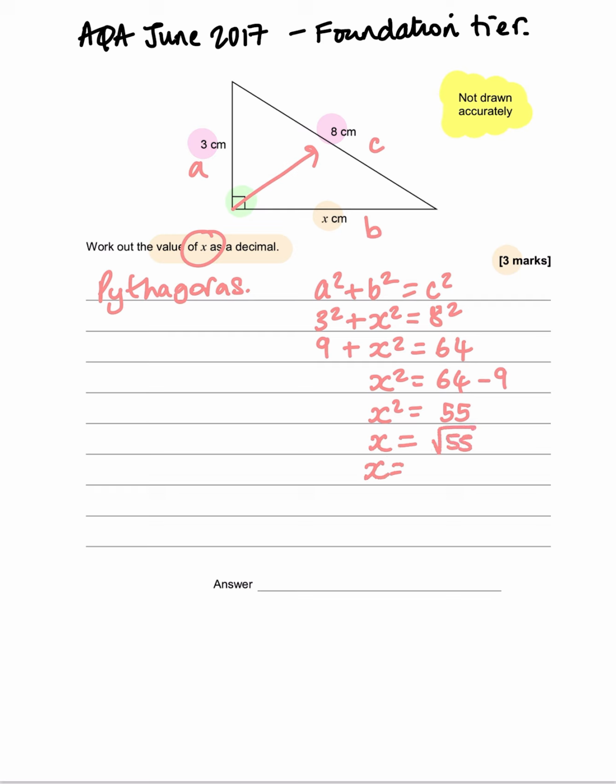And you do that on a calculator, guys. And that would give you 7.416198487. Now it wants us to work out the value of x as a decimal, and what the AQA papers do quite regularly is they don't ask you to round.